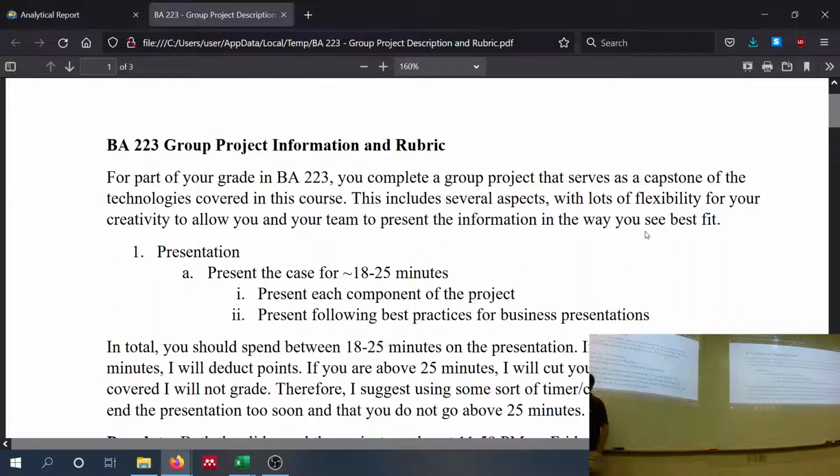So basically what you're doing is you're going to be making a business case for a company, and you're also going to be presenting it. 18 to 25 minute presentation. Any less than 18, slight penalty. Any more than 25, I literally stop you. Okay, I don't want to do that.